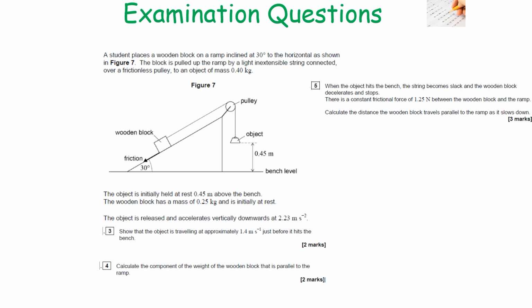Right, so how do you answer this question? Well, in the first question, again, we know that it's accelerating at a constant speed, also the constant rate, which is 2.23 meters per second. So we can therefore once again use a SUVAT equation.